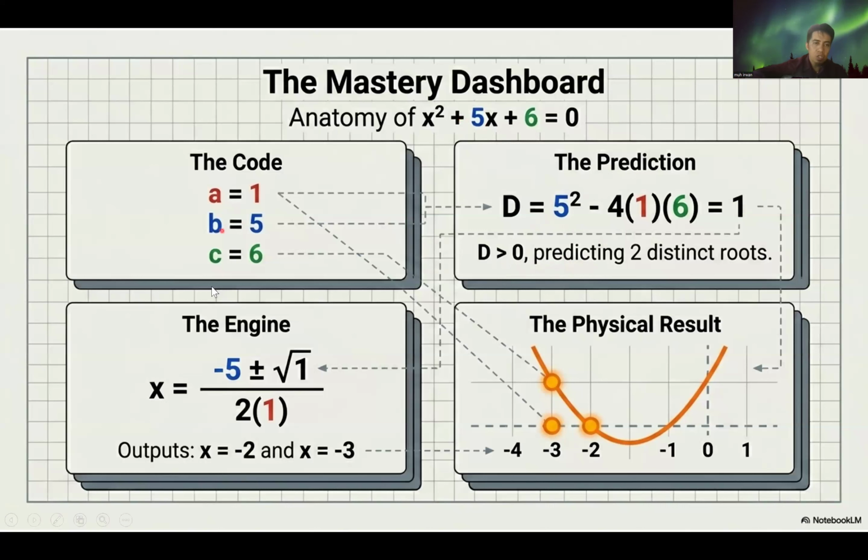Okay, the next is using the engine, the ABC formula. x equals minus 5 plus or minus the square root of 1, divided by 2 times 1. So we get x equals minus 2 and x equals minus 3. And this is the graphical result of x squared plus 5x plus 6 equals 0.